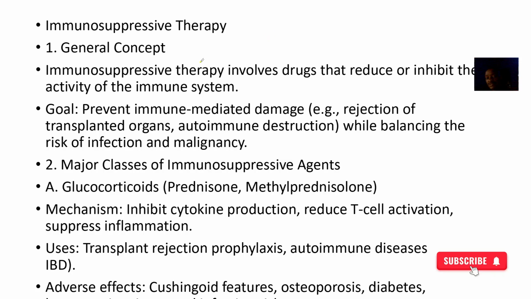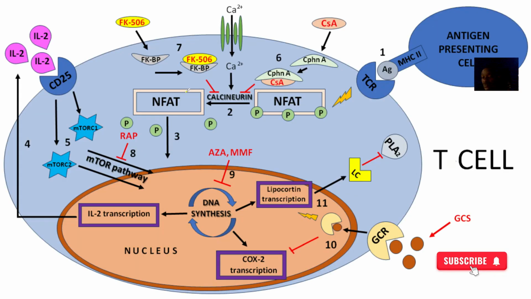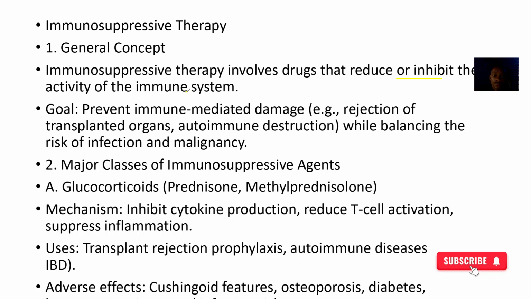The general concept is that immunosuppression therapy involves drugs that reduce or inhibit the activity of the immune system. This one is not basically to treat it. These are drugs whose side effect is to lower the effects of your immune system. They make your immune system weak. Do you understand?